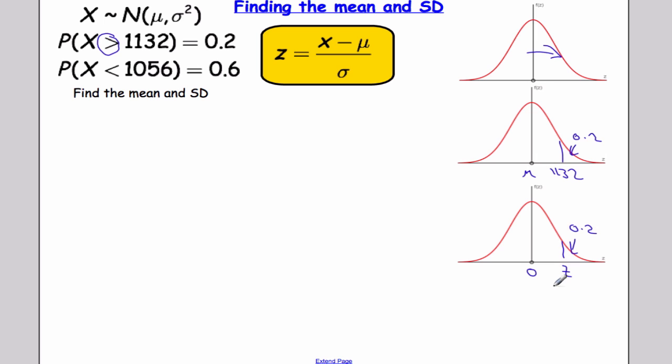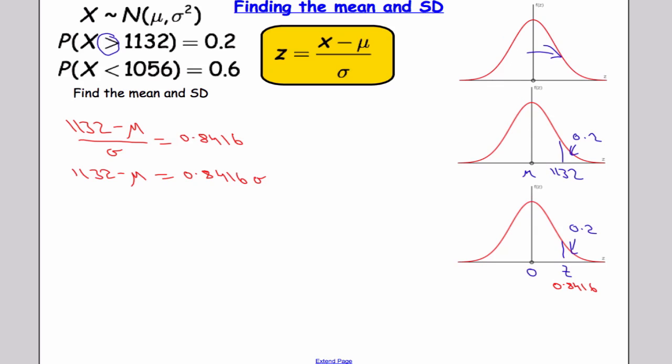So the z value is 0.8416. Okay, so let's pop that into our equation here. I know that the raw value, in this case 1132, minus the mean over the standard deviation, sigma, equals 0.8416. And I'm going to use that as equation 1. Before I do that, I'm going to cross multiply by sigma. So I get 1132 minus mu equals 0.8416 times sigma. So that's equation 1.